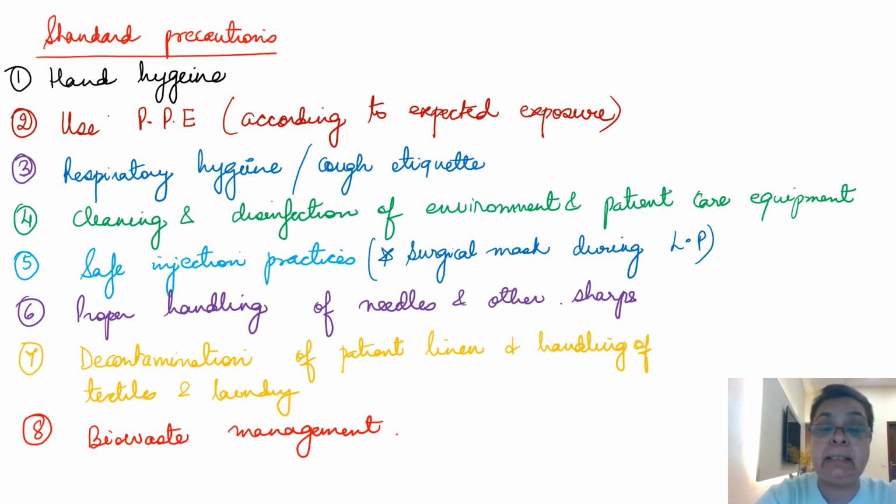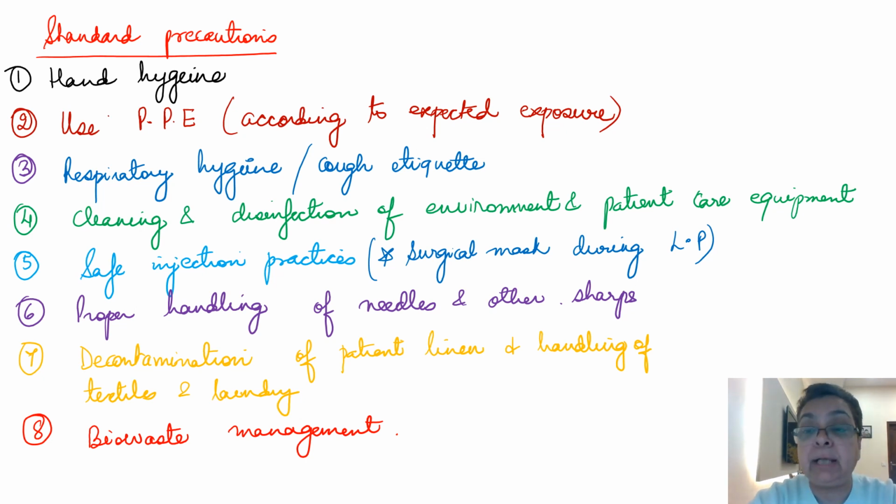Next is the decontamination of the patient care linen, and handling. Don't make too much movement while handling the patient linen, changing their clothes, changing their bed linen. And lastly, the bio-waste management. So those are the 8 important standard precautions that should be followed for all patients, in all situations, whatever be the infection status of the patient.